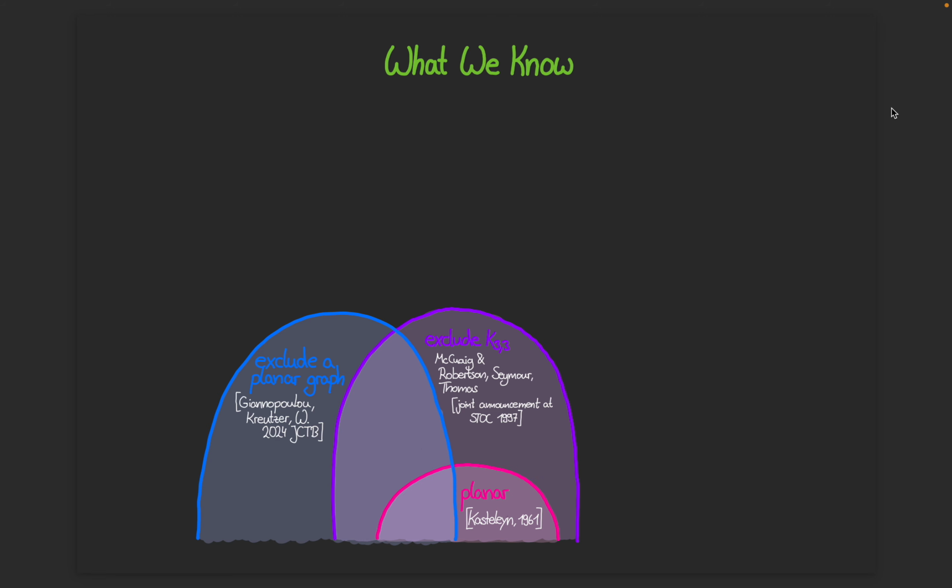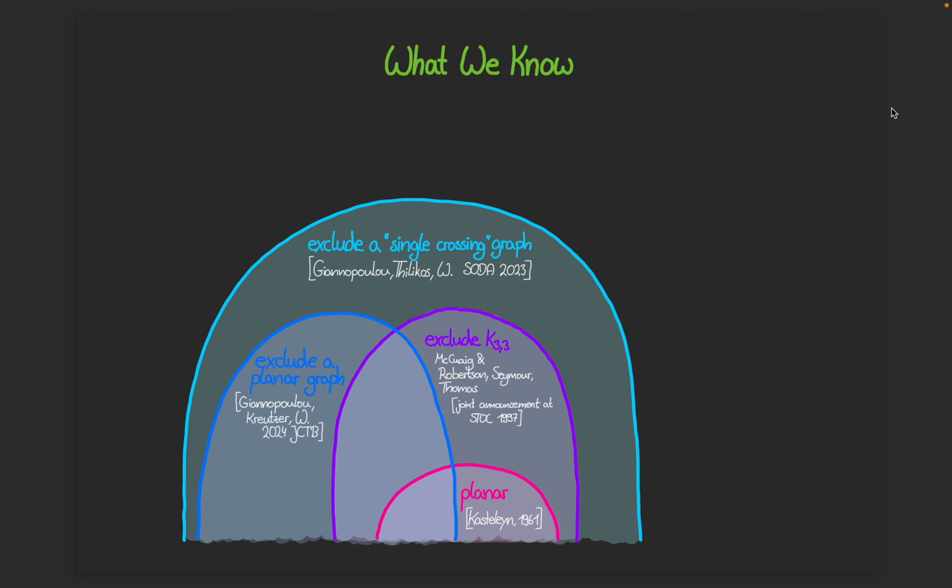This was one of our first results, now published this year at JCTB with Giannopoulou and Kreutzer. We could prove that if you exclude any planar graph as a matching minor, this also results in a polynomial time algorithm for the permanent of the resulting class of matrices. And then Giannopoulou, Fluck, and myself are able to extend this theorem and say if we exclude a single crossing graph, don't worry about this, it's just a slight extension of planarity, then the same holds true still. So we can go quite further. We now contain all of the classes we have seen so far.